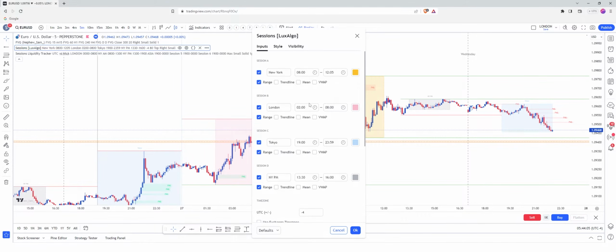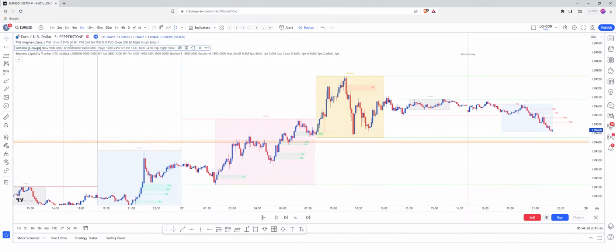But I'm separating this into 2 separate sessions because I need to see if New York is sweeping London's high or low. We do have the Asia session, which we don't trade, but it's on here for reference, which is 7 until midnight. And then the New York PM session, which is 1:30 until 4. Again, we're not utilizing this in this particular strategy, but I have got it on the charts.